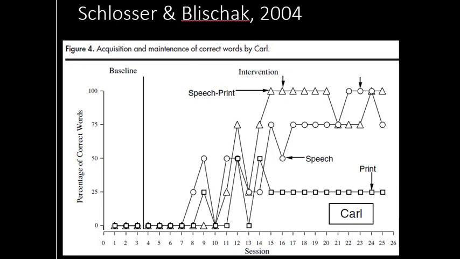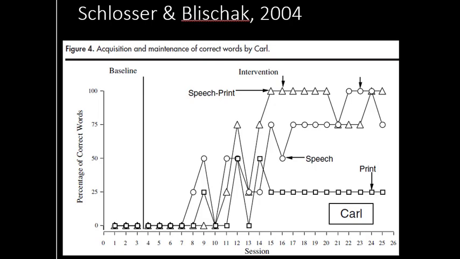In Schlosser and Blischak's adapted alternating treatments, the effects of speech and print feedback on spelling performance were evaluated. 4 children with autism and no functional speech were taught to spell words with a speech-generating device under 3 feedback conditions. In the auditory visual condition, children received both speech and print feedback, whereas in the auditory and visual conditions only, 1 type of feedback was provided.